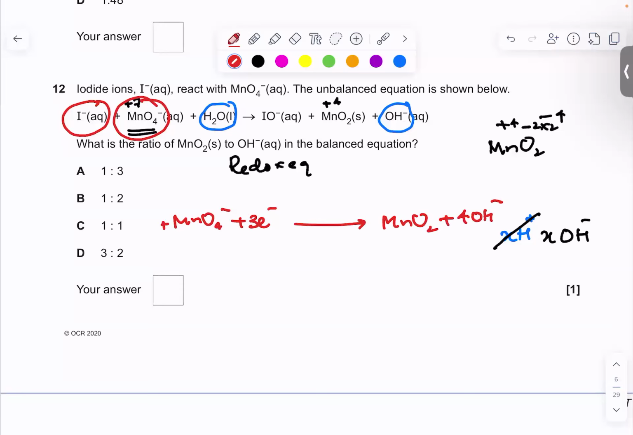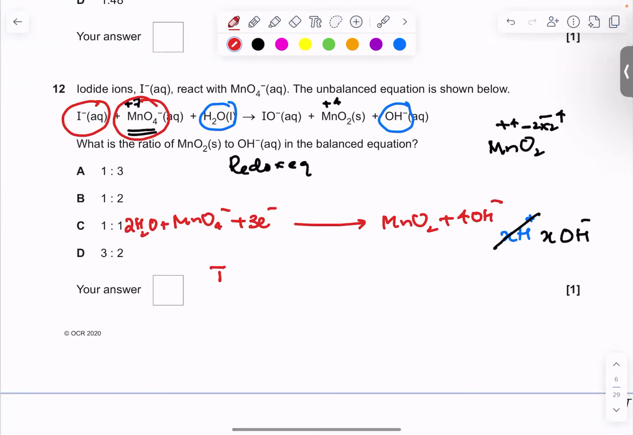And then it will be balanced by two waters on the other side. Is it clear? Yeah. And now do it for iodine. I minus 3, plus iodine changes into IO negative.